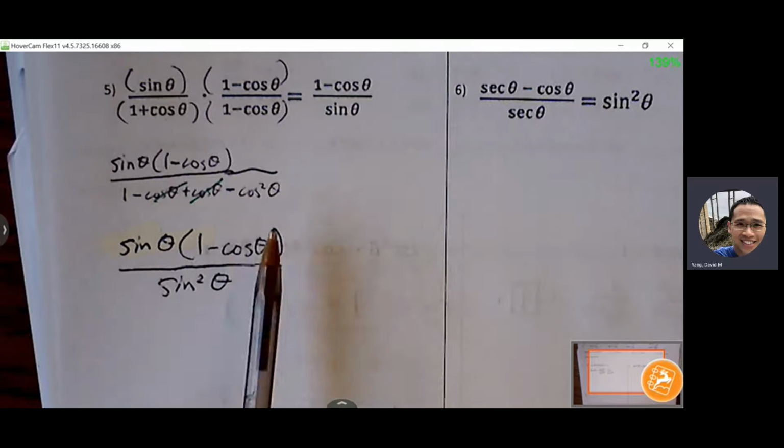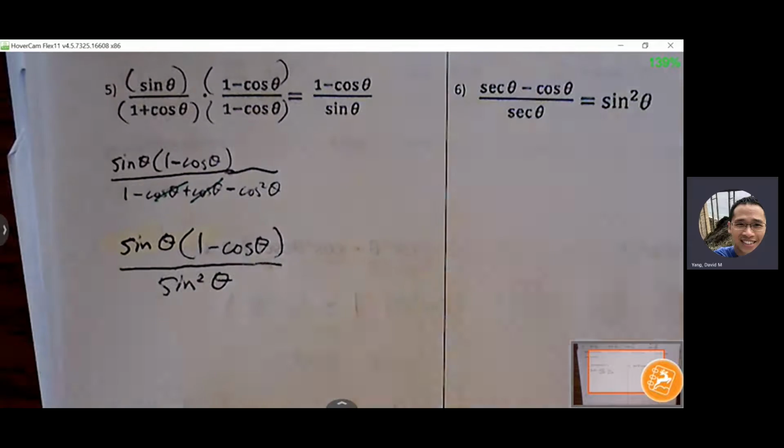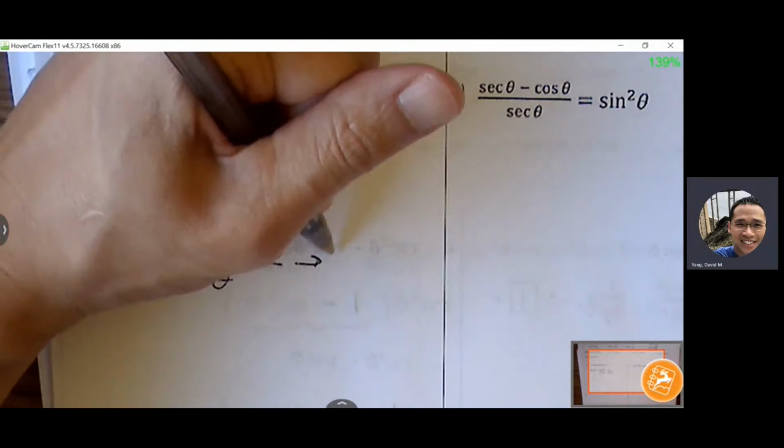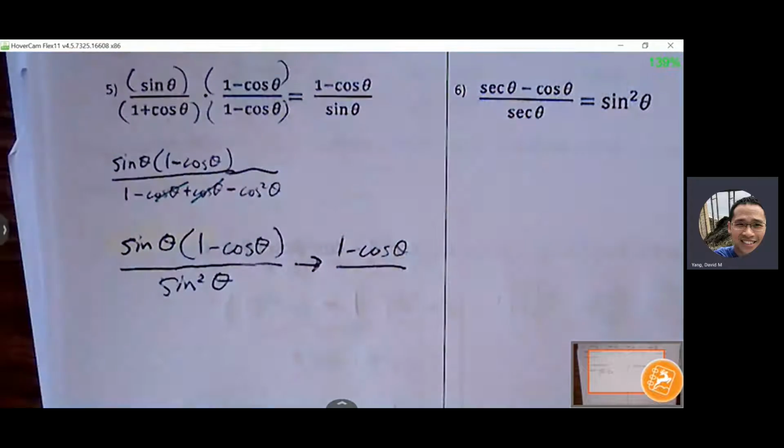Okay, so that denominator comes out to be sine squared theta. What's next? Cancel out. And I think once we do that, we're at the end, right? We have our end result once we can get one of the sines to go away.